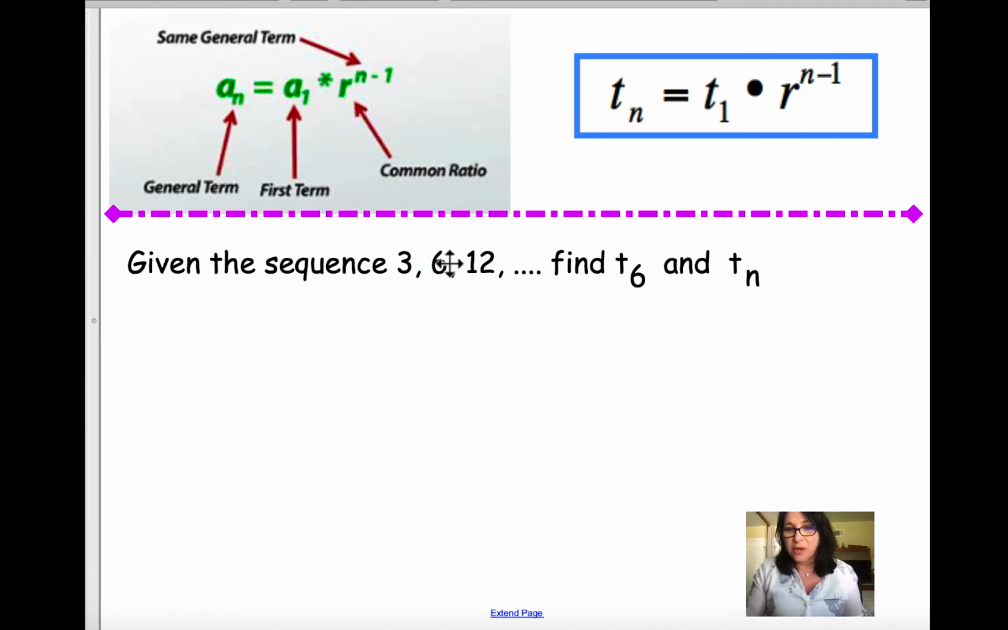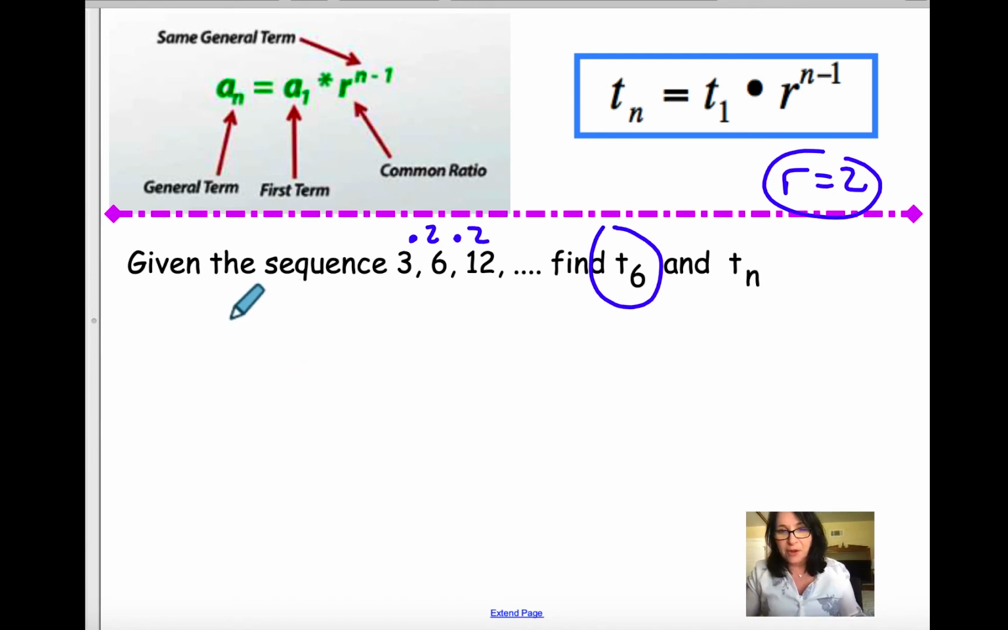We are given the sequence, which looks like my common ratio right off the bat is 2. So R is equal to 2 based on that. I want to find T of 6 first. So I'm going to find my sixth term. So T of 6 is equal to my first term times my common ratio, which we already know is 2, and then to the n minus 1 power.